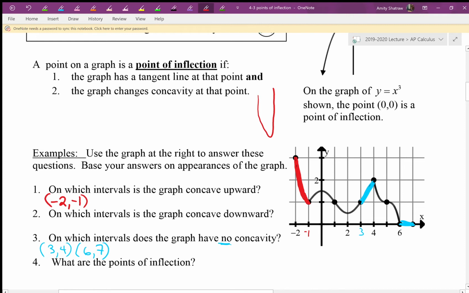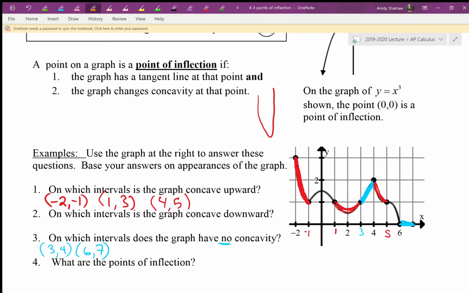And then I'm looking again at this piece, and that's the whole cup, so that's really easy to identify. It's going to be from 1 to 3. And I'm looking again at this little piece, and it's just half of the cup, but it is still concave up in that little spot from 4 to 5, because right there is 5.